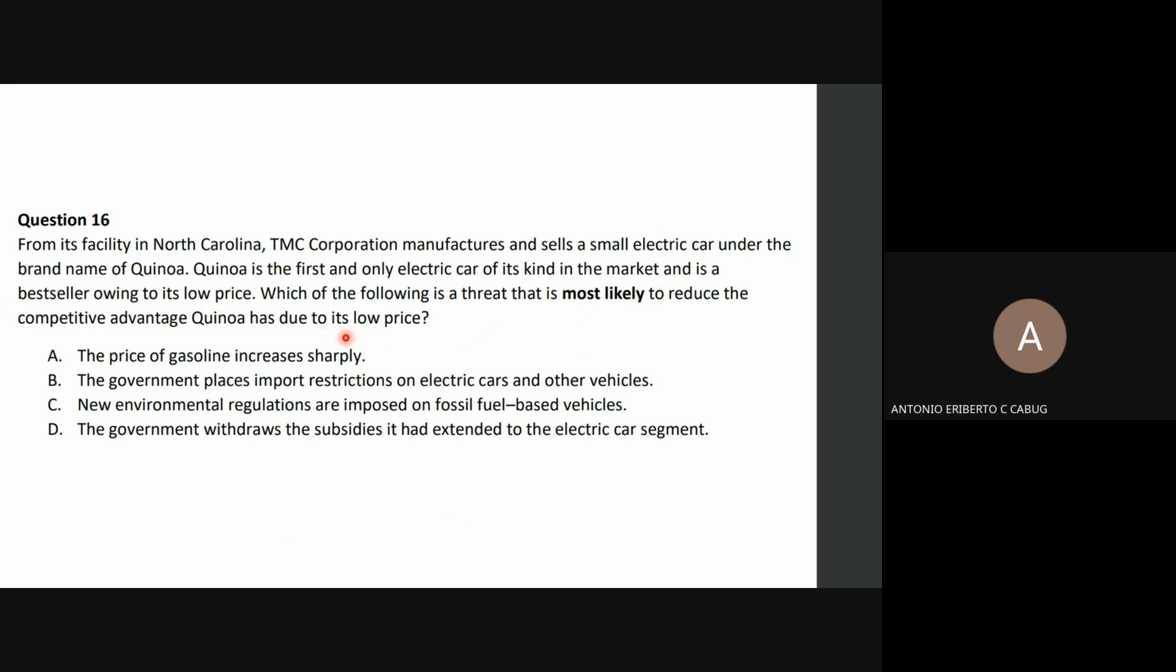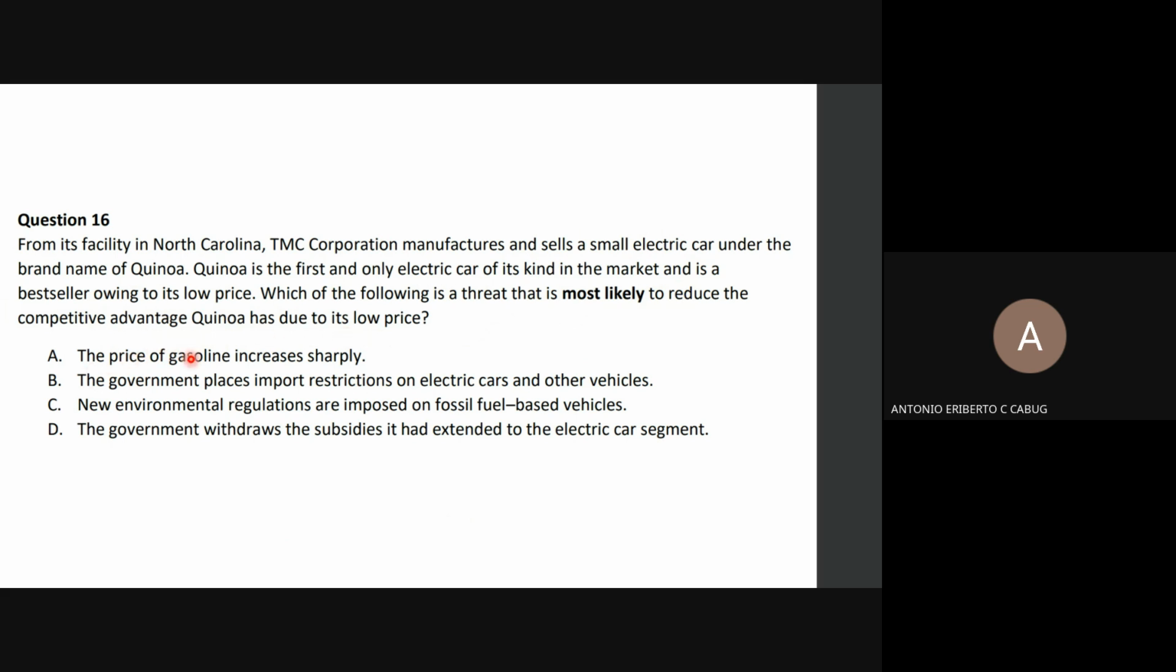So, if the basis of its selling point is the low price, it should be offered at a low cost. Anything that will threaten its low cost will be considered a threat. Anything that poses a danger on its ability to offer it at low cost will be a threat. So everyone, please enter your answers.